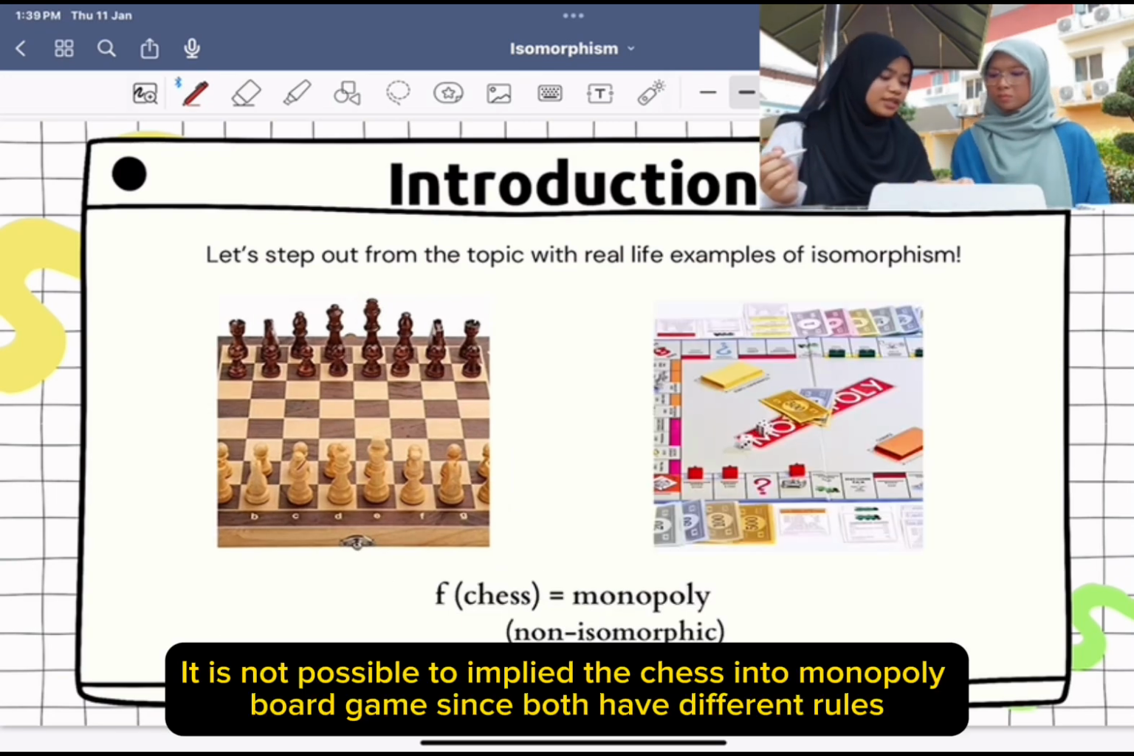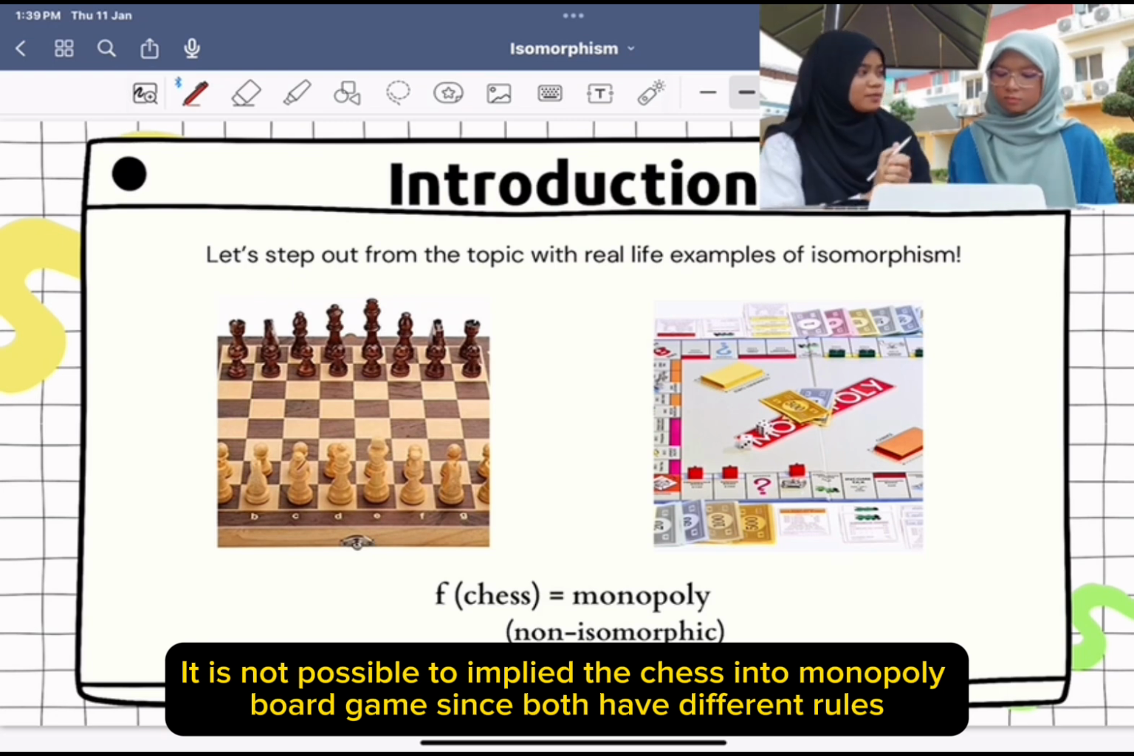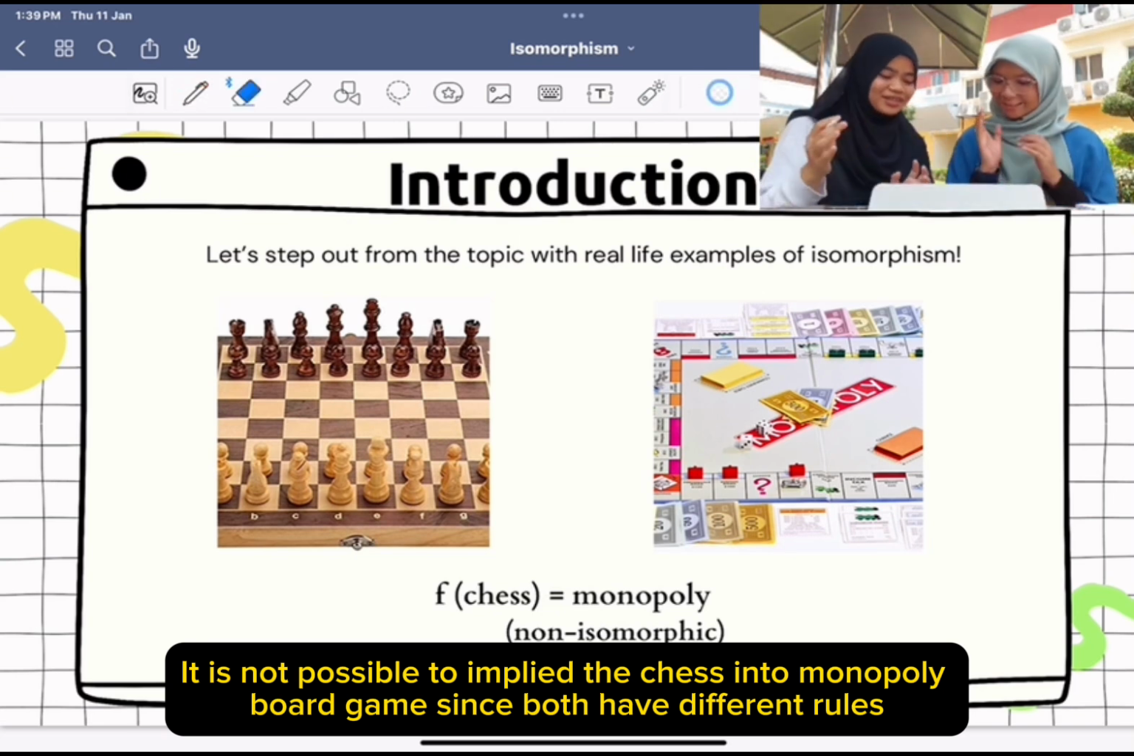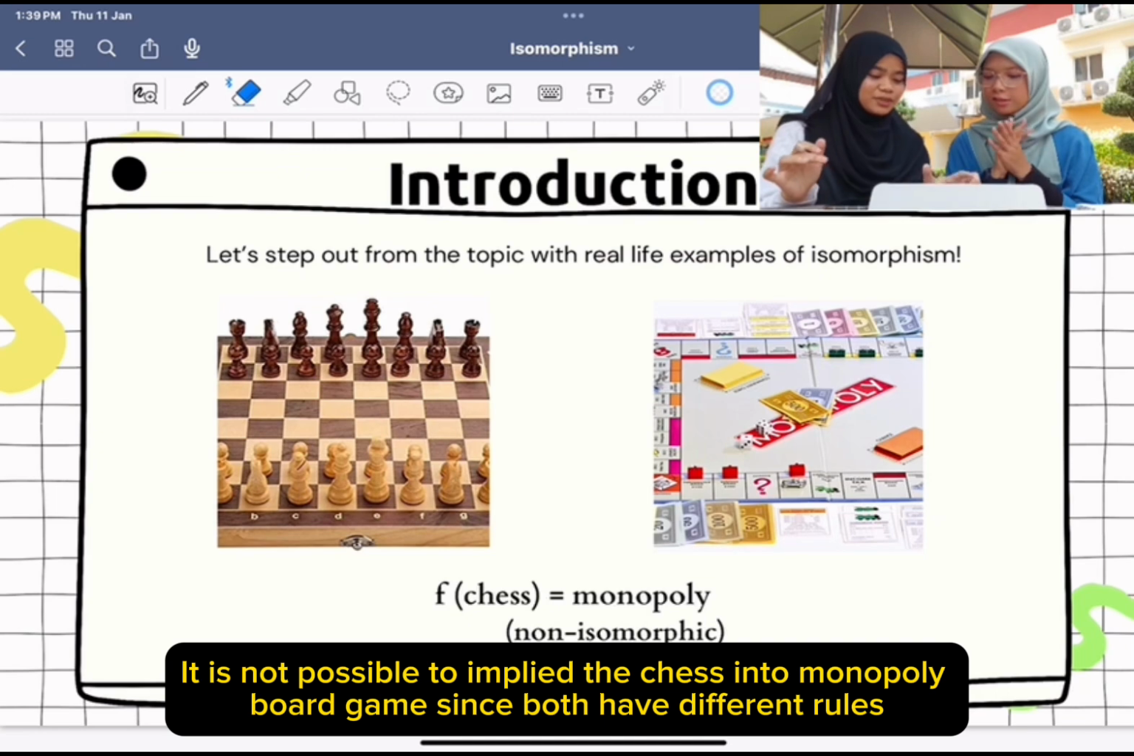If they were to continue the game on a different game board, such as a Monopoly board game, do you think it would be possible? No, it won't be possible because the two boards do not have the same structure. They are not identical. They are not isomorphic. And it won't be possible to continue chess on a Monopoly board.